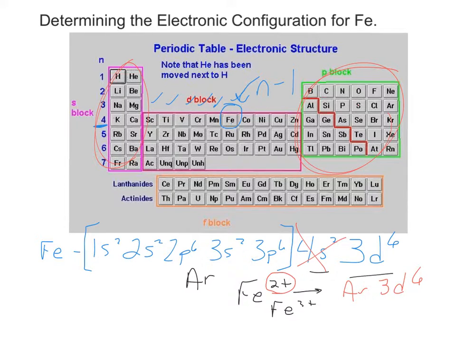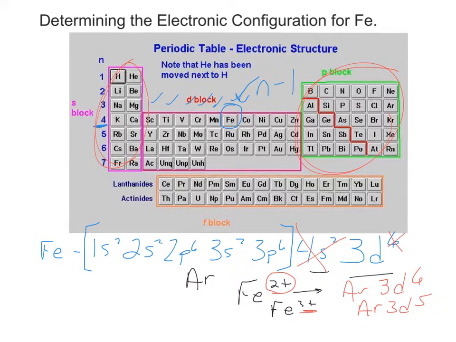So I'd write argon 3d6. Then if I have my iron at a 3 plus charge, I got to get rid of another electron. Now I've gotten rid of all my s's. I have no p's, so now I got to start getting rid of some of these d's, and this would be written as argon 3d5. And we would work in that direction.